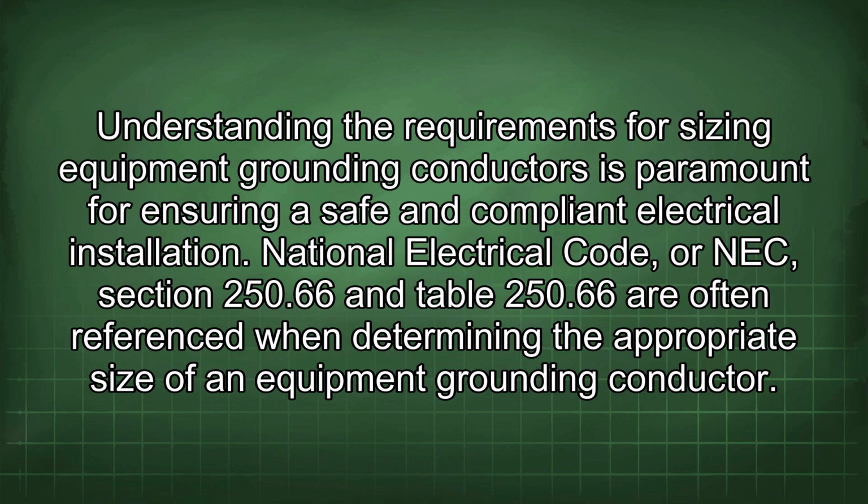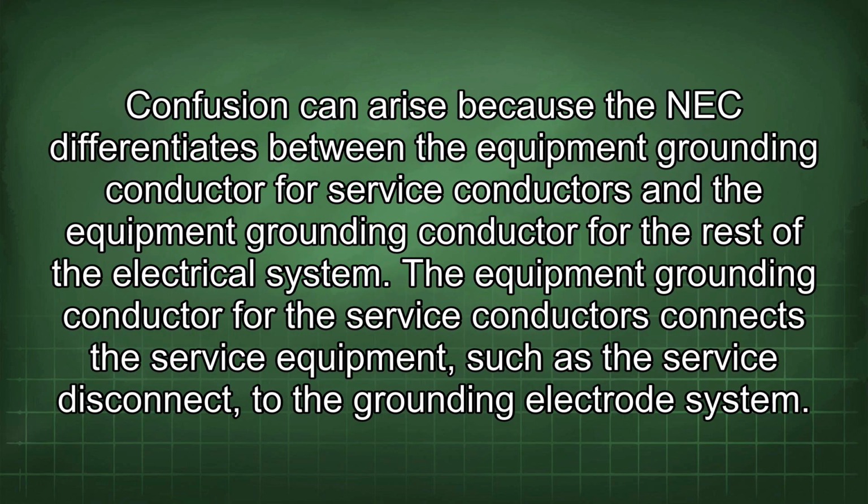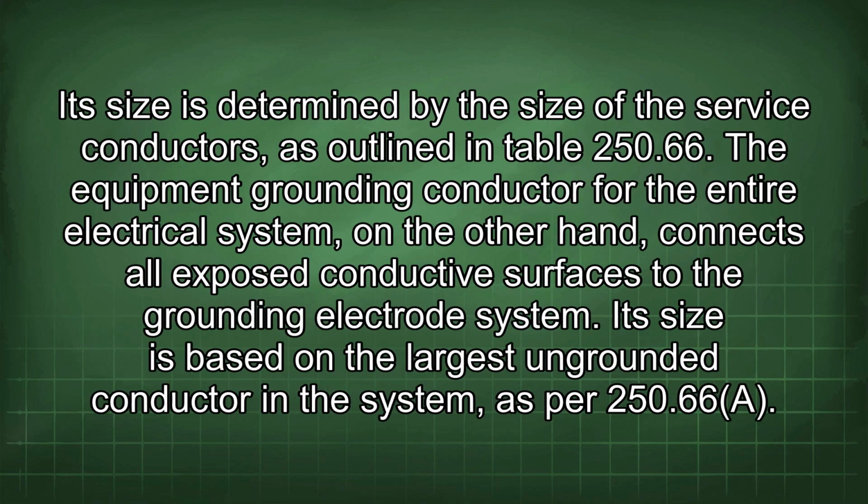National Electrical Code, or NEC, Section 250.66 and Table 250.66 are often referenced when determining the appropriate size of an equipment grounding conductor. Confusion can arise because the NEC differentiates between the equipment grounding conductor for service conductors and the equipment grounding conductor for the rest of the electrical system. The equipment grounding conductor for the service conductors connects the service equipment, such as the service disconnect, to the grounding electrode system. Its size is determined by the size of the service conductors, as outlined in Table 250.66.